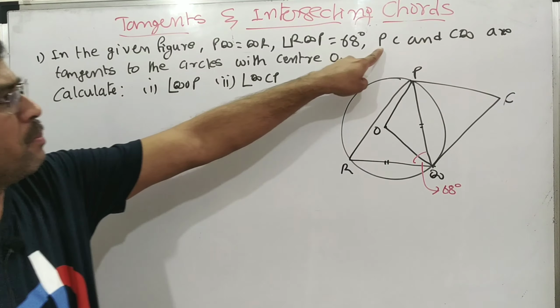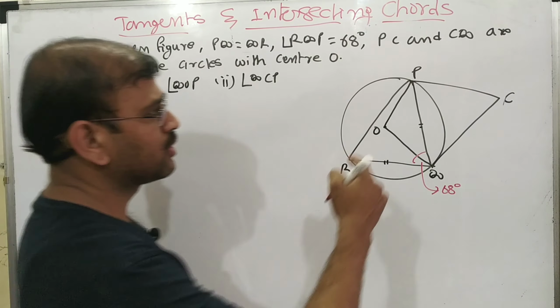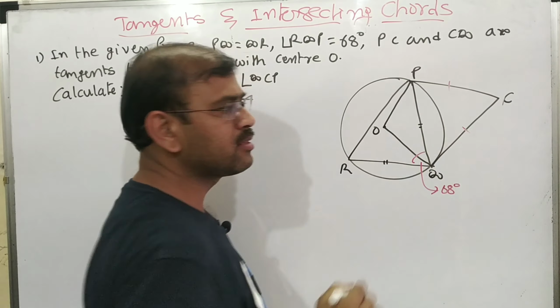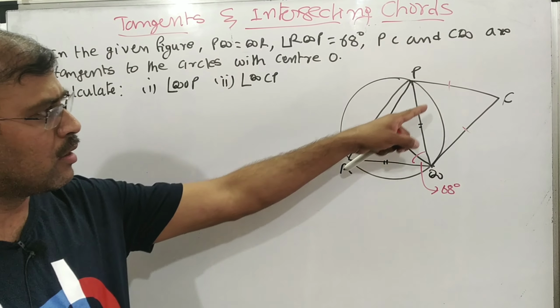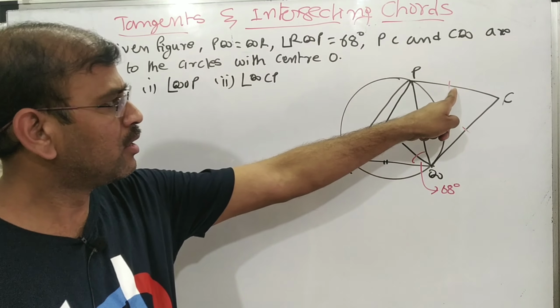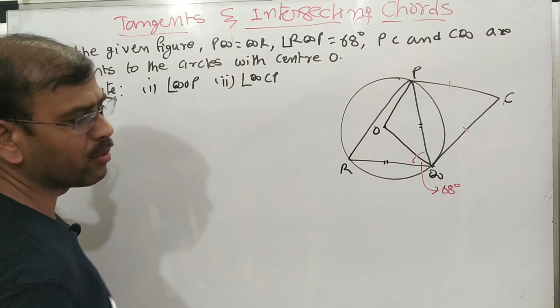Now PC and CQ are tangent to the circle. These two are the tangents. When these two are the tangents, the lengths of the tangents are equal. Remember that. So to understand this, we need to watch the first video in the tangents. The lengths of the tangents are equal. We need to find the QOP.